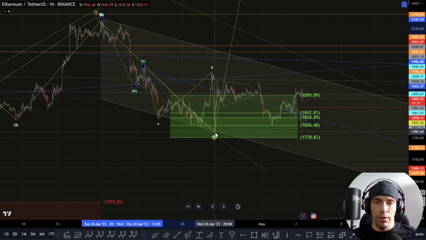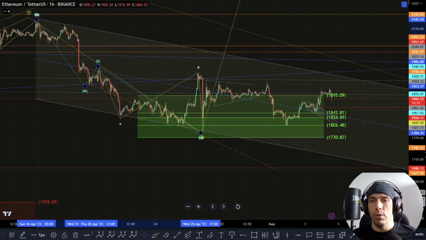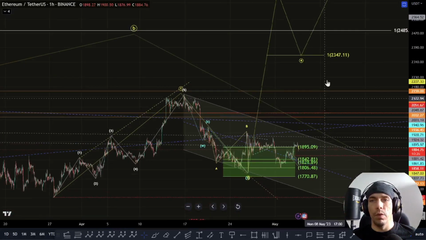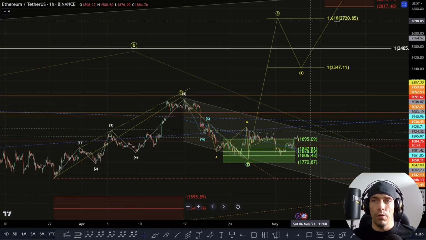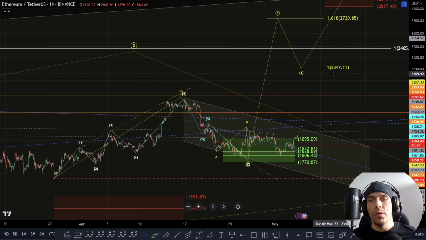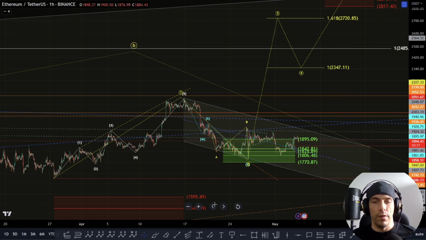If we have actually completed a Y wave low into this area here, what we could be looking for is actually starting a bigger third wave to the upside, which would actually look to take us towards 2,720 to this 2,347 area.